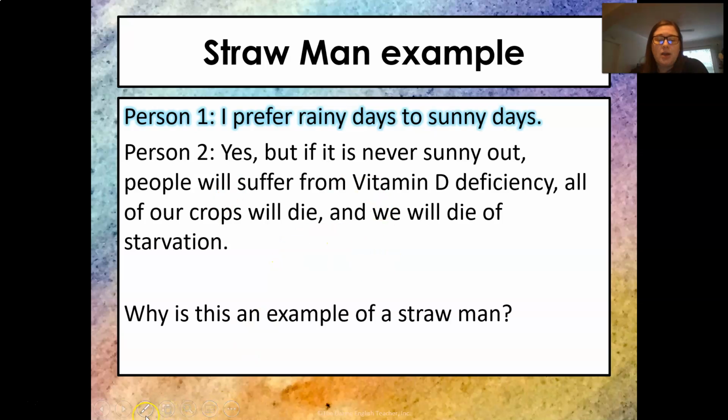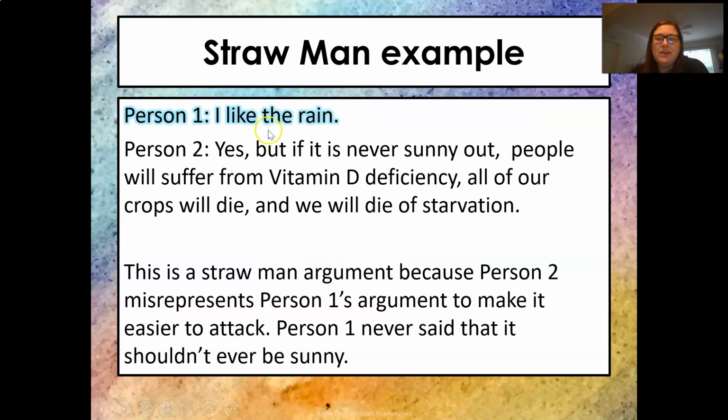So this is a straw man argument because I made the argument originally of I like rain. Person 2 has changed I like rain into I want it to rain all the time and never be sunny. That's not the original argument that I said. So when person 2 changes it into I want it to rain all the time and never be sunny, they make it easier to attack that argument by saying what will happen if it's never sunny. I never made that claim originally. My claim was just I like the rain. So that's not actually an example of my argument.